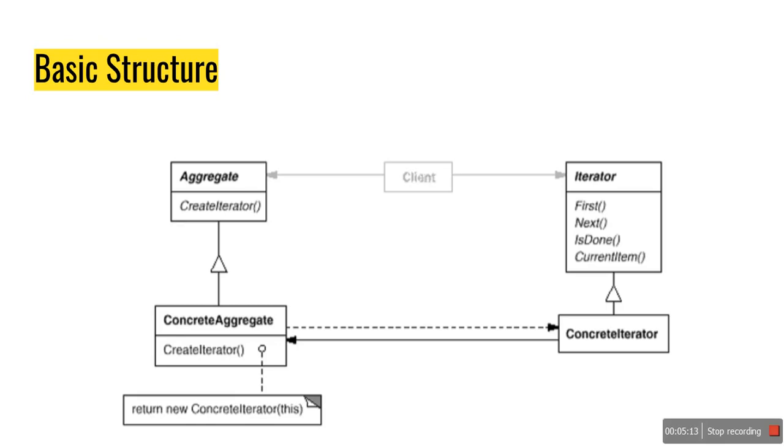The aggregate class, in here we will have a method that will create the iterator. From here we have the concrete aggregate, which will implement the abstract aggregate, and in here we are going to create the actual iterator. The same thing goes for the concrete iterator as well. It extends from the abstract iterator class, and we're going to create the concrete iterator by inheriting all of the different methods that we see.